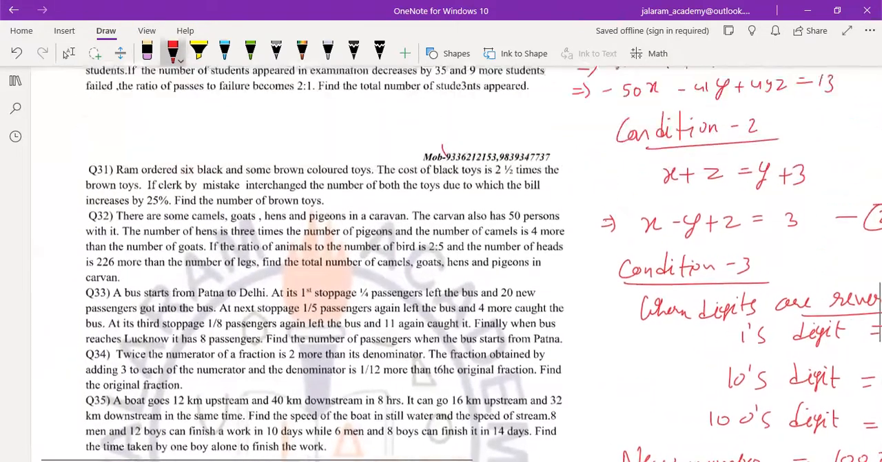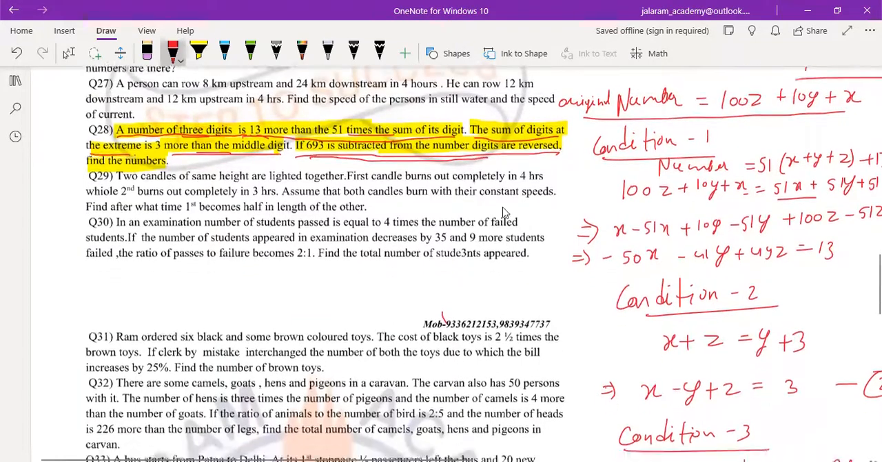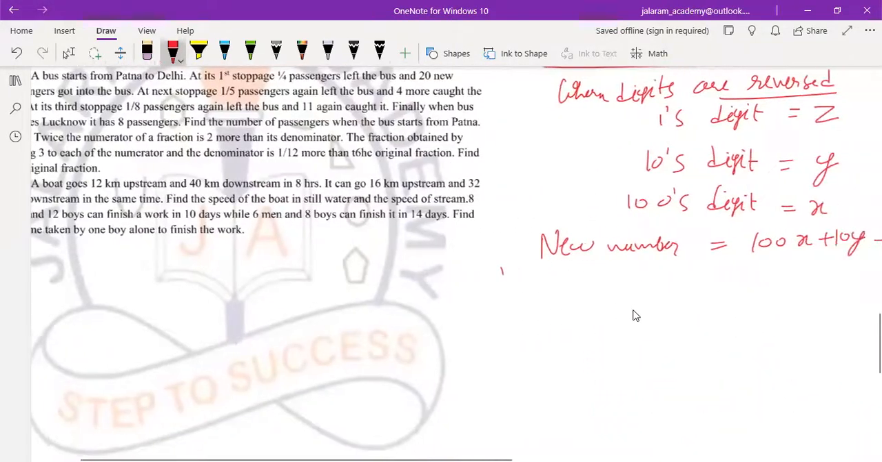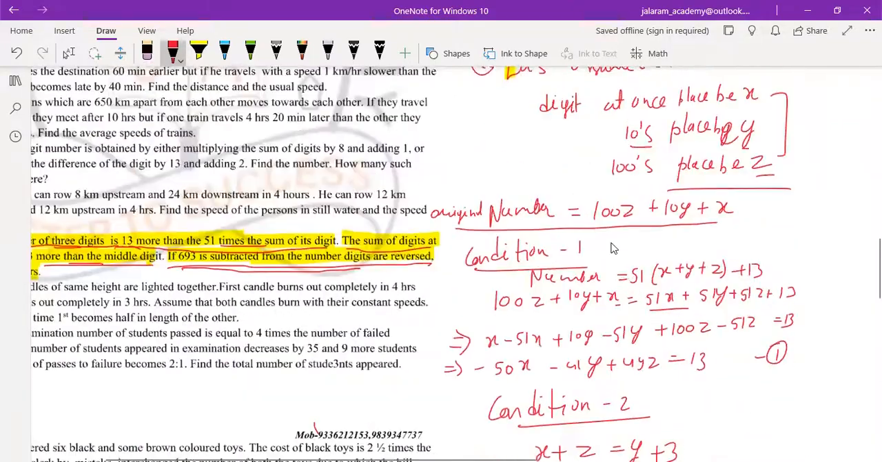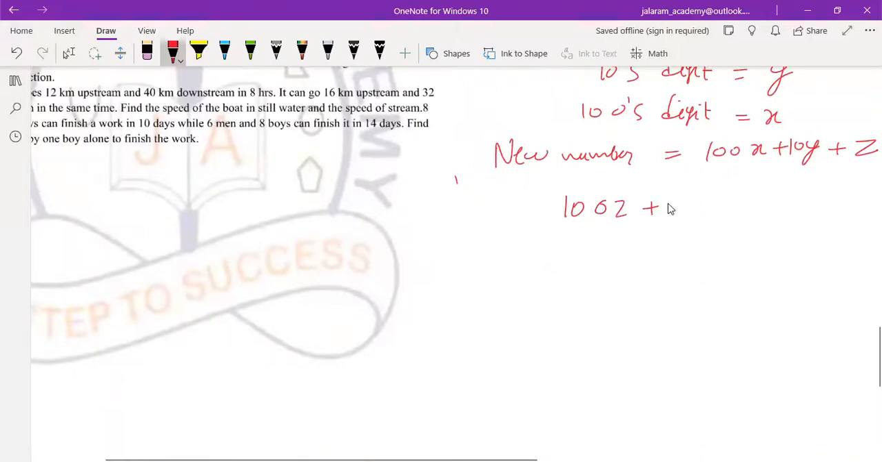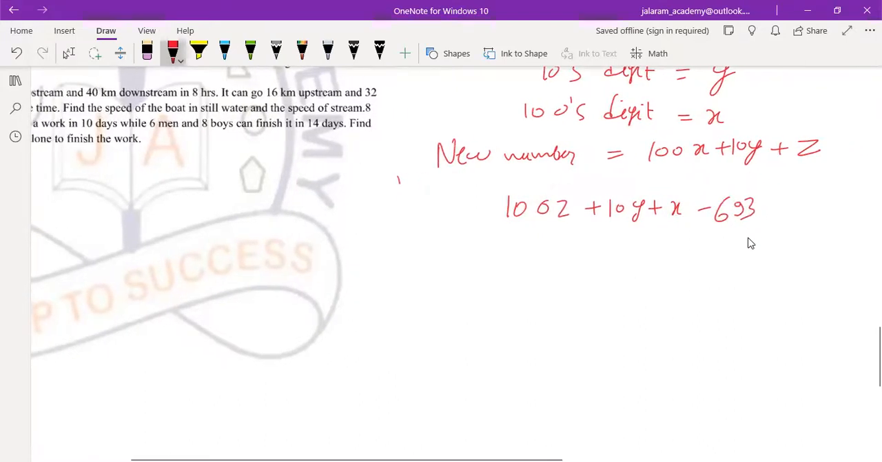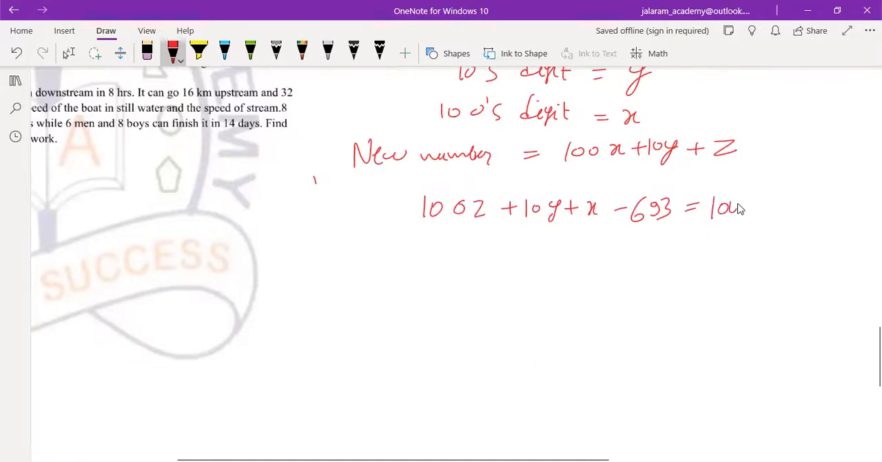Now one more thing is given in the question: if 693 is subtracted from the number, meaning the original number, which was 100z plus 10y plus x. So we write it again: 100z plus 10y plus x. And when 693 is subtracted from it, the digits of the number are reversed, meaning the new number is formed by reversing the digits. So it is 100x plus 10y plus z only. On both sides, we observe that 10y will be cancelled out.